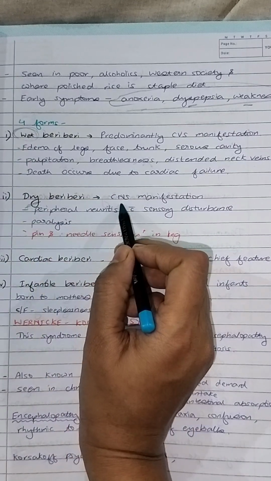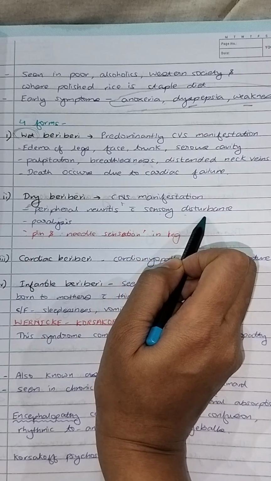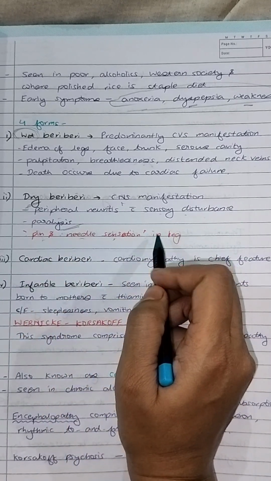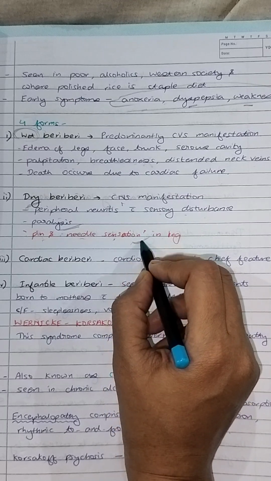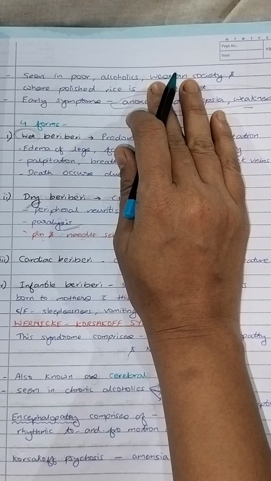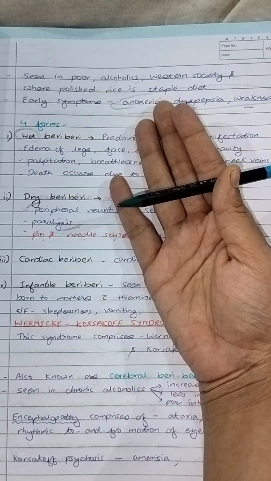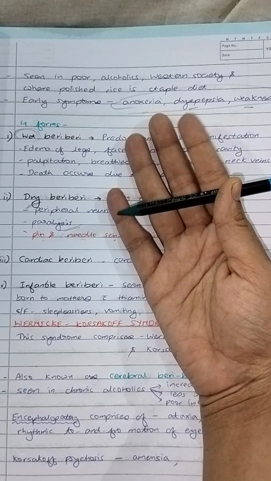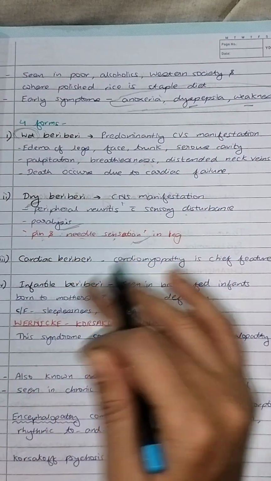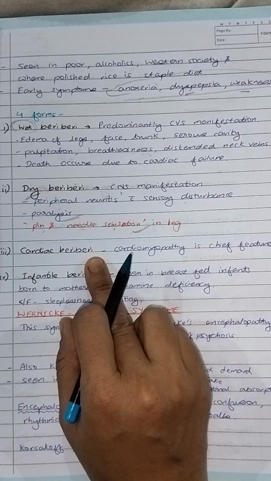In dry beriberi there will be CNS manifestation: peripheral neuritis with sensory disturbance, paralysis may occur, and pins and needles sensation in the legs is usually the complaining feature of the patient. In that case you have to ask about the diet of the patient. If the patient is a chronic alcoholic, you have to go into detail in the history to find out the cause.